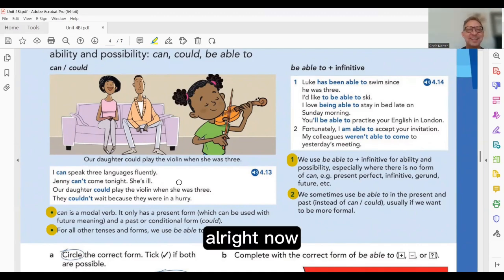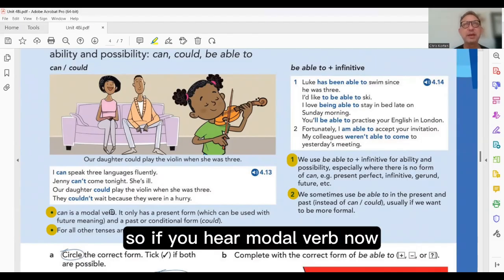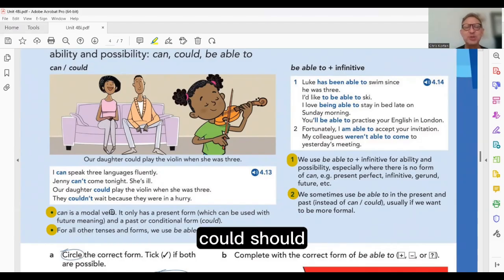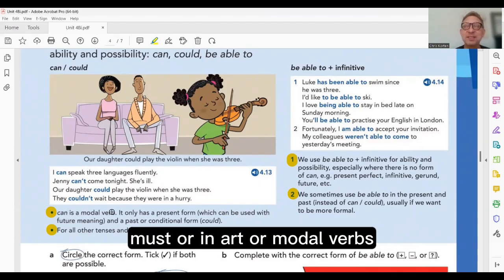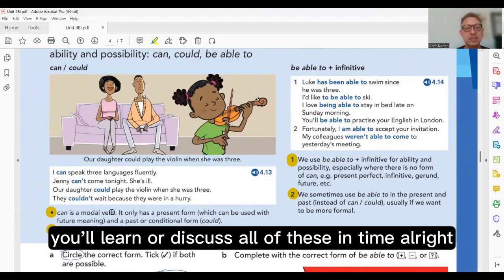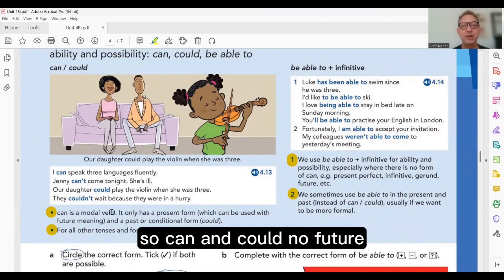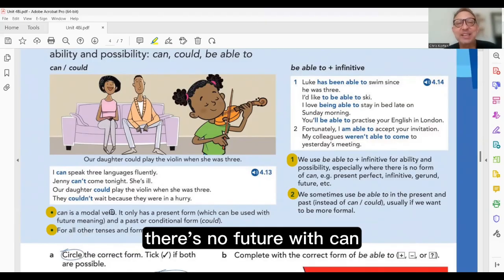All right. Now, can is a modal verb. So if you hear modal verb, now you know can is one of those. Can, could, should, would, may, might, must, and ought are modal verbs. You'll learn or discuss all of these in time. All right, it only has a present form and a past or conditional. So can and could. No future. There's no future with can.